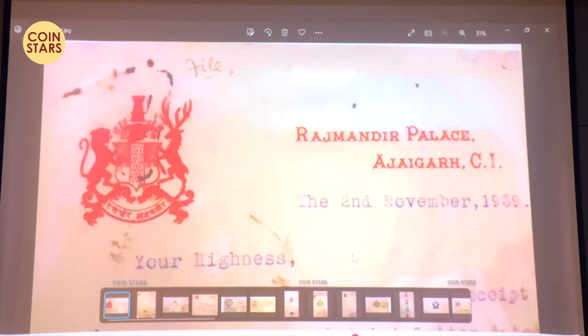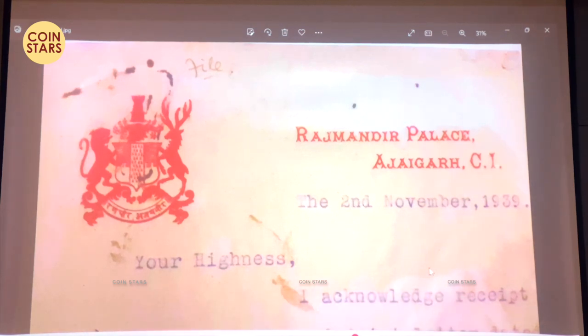Ajaygarh, Central India. Tiger and antelope holding the shield with the fort here. 2nd November 1939. I have concentrated only on monograms, so many times you may not be able to read the date.